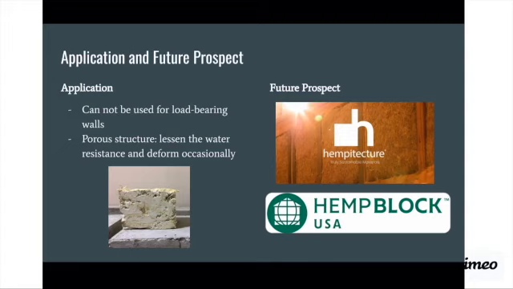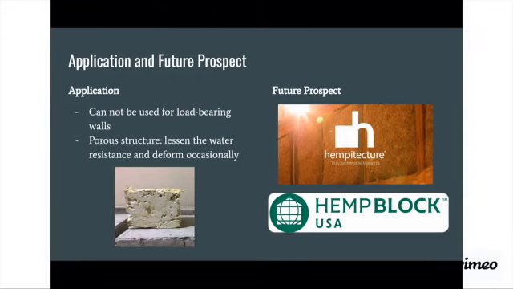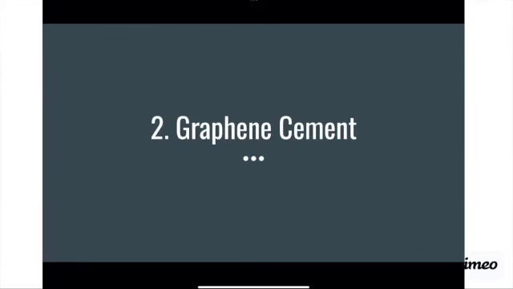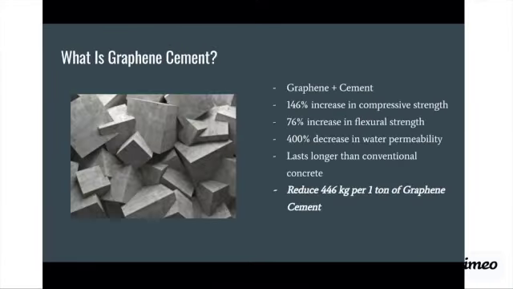Although there are disadvantages and more studies of applications are needed, the prospect of this substance is positive. Growing awareness of the environmental advantages that hemp possesses is acknowledged by many architects and companies. In the USA, for example, companies like Hemplot USA and Hemptexture are supplying hempcrete products, encouraging the usage of eco-friendly material. Another alternative is graphene cement.